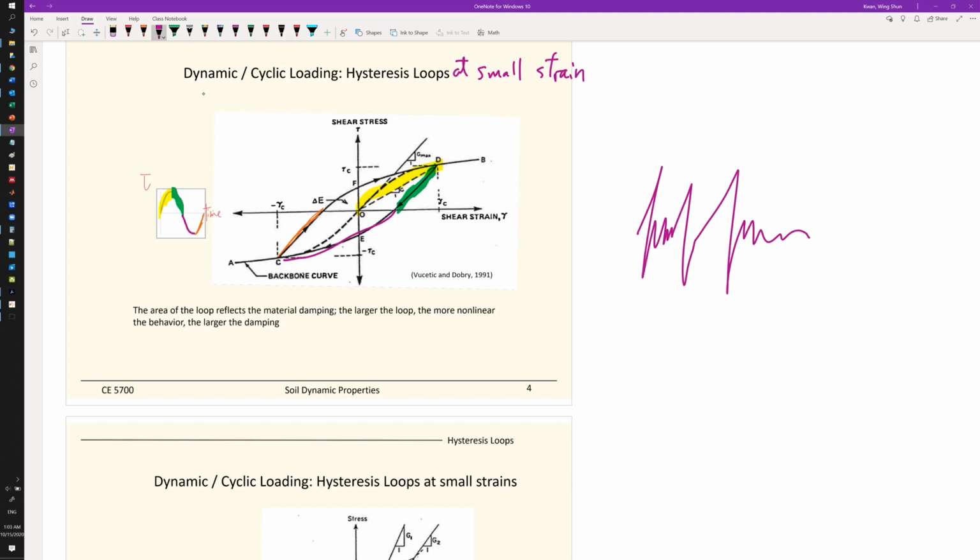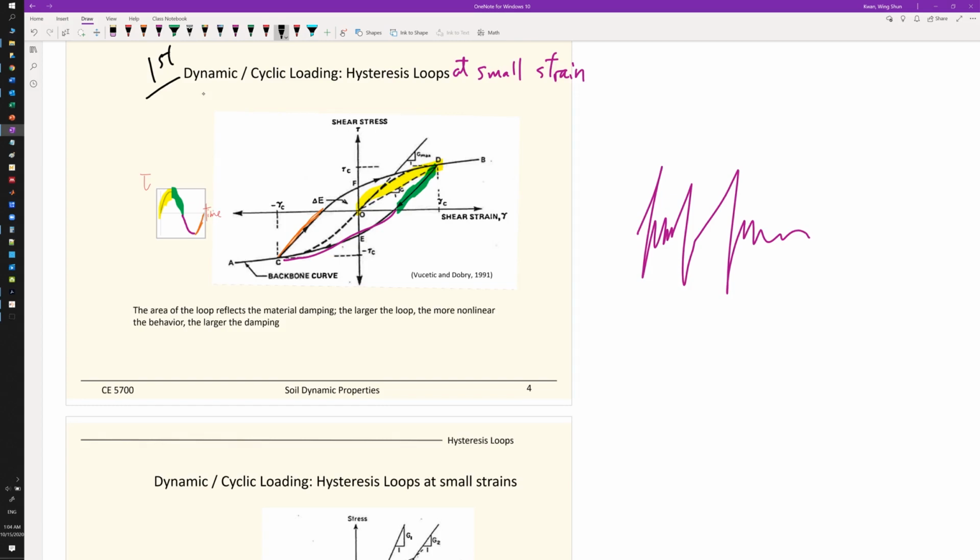And then you finish your first cycle, and then the next cycle will come in, and the loops will get larger and larger, until the soil fails. So that is the very first loop. We are looking at the first hysteresis loop, and this first loading cycle, or first soil response, will give us a lot of information.